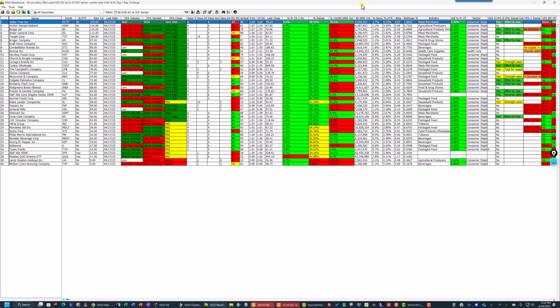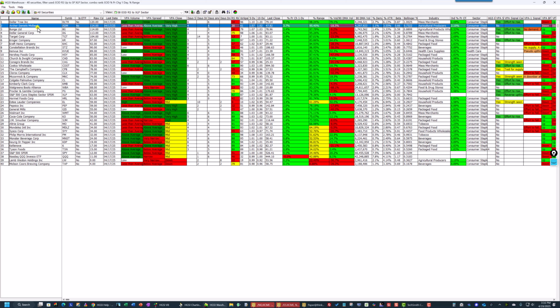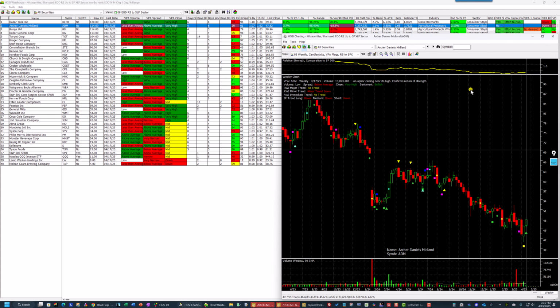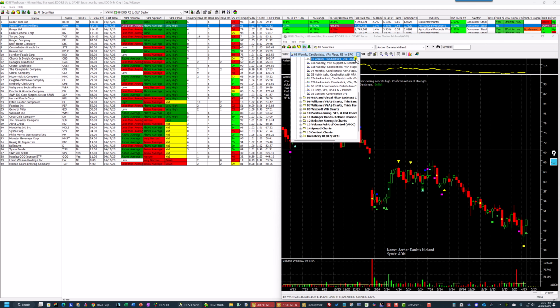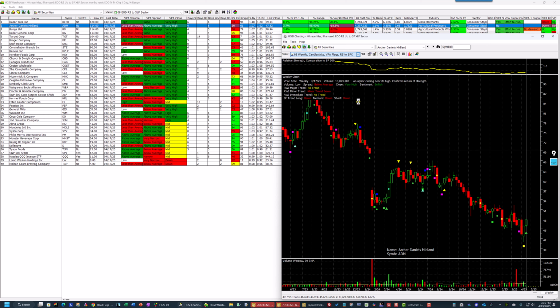So getting back to the warehouse, like I said, this is a one-day relative strength, but this is the way it lined up as of Friday. You can quickly flip through the charts. Let's go back to a daily chart. Here's what I'm looking for.